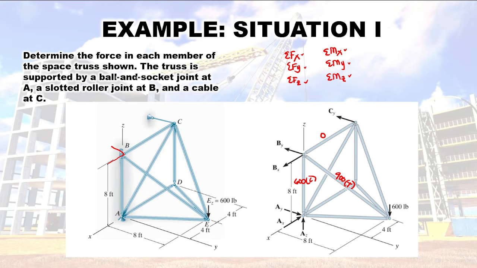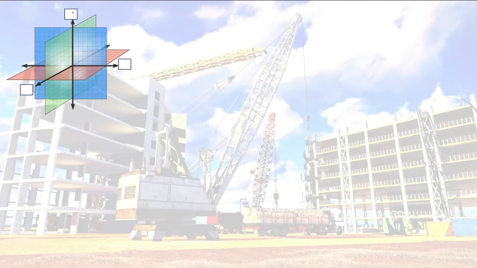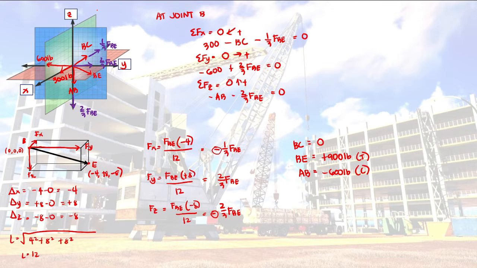Then, we can proceed. So, saan na tayo pwedeng mag-joint? So, we can proceed at joint A. So, pag nag-joint A tayo, this is again our Z-axis, this is our Y, and this is our X. At joint A, let's go back.